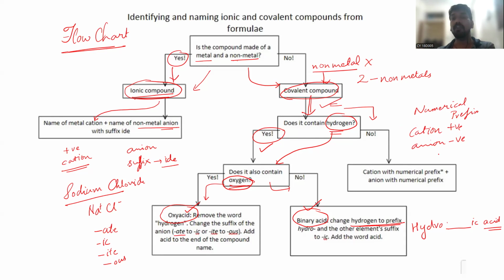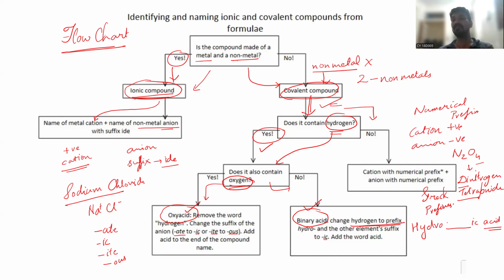Whatever number is written with it, you have to put as the numerical prefix. For example, I have written N2O4. Then you are going to write this name as dinitrogen tetraoxide. Tetra means 4 and di means 2. So these are the Greek prefixes, di and tri. We are going to cover more about this in upcoming slides.